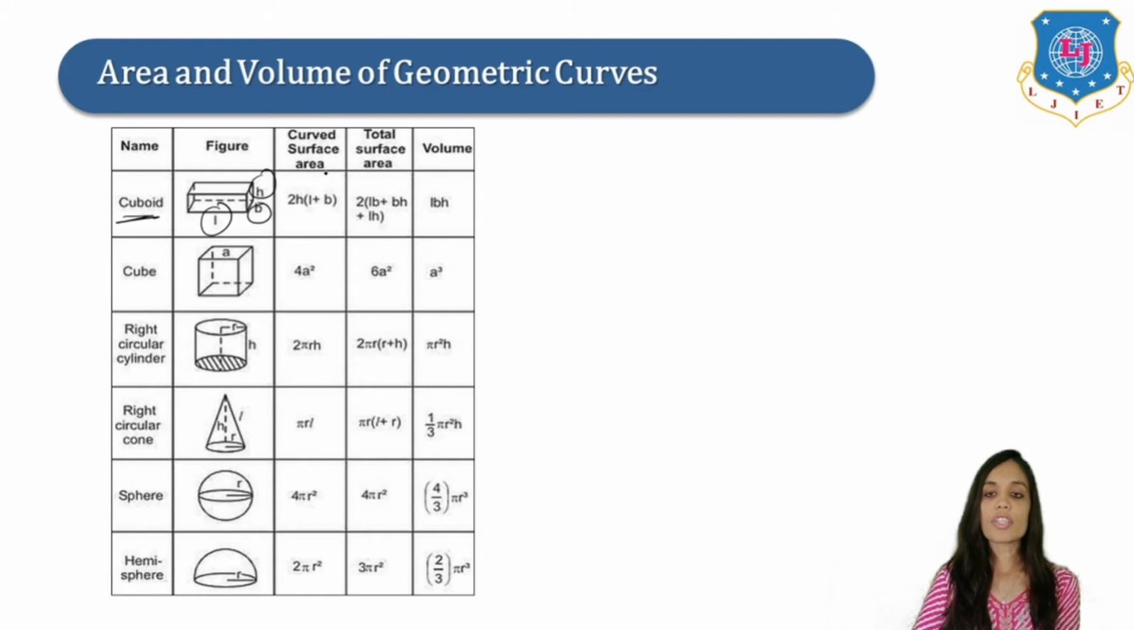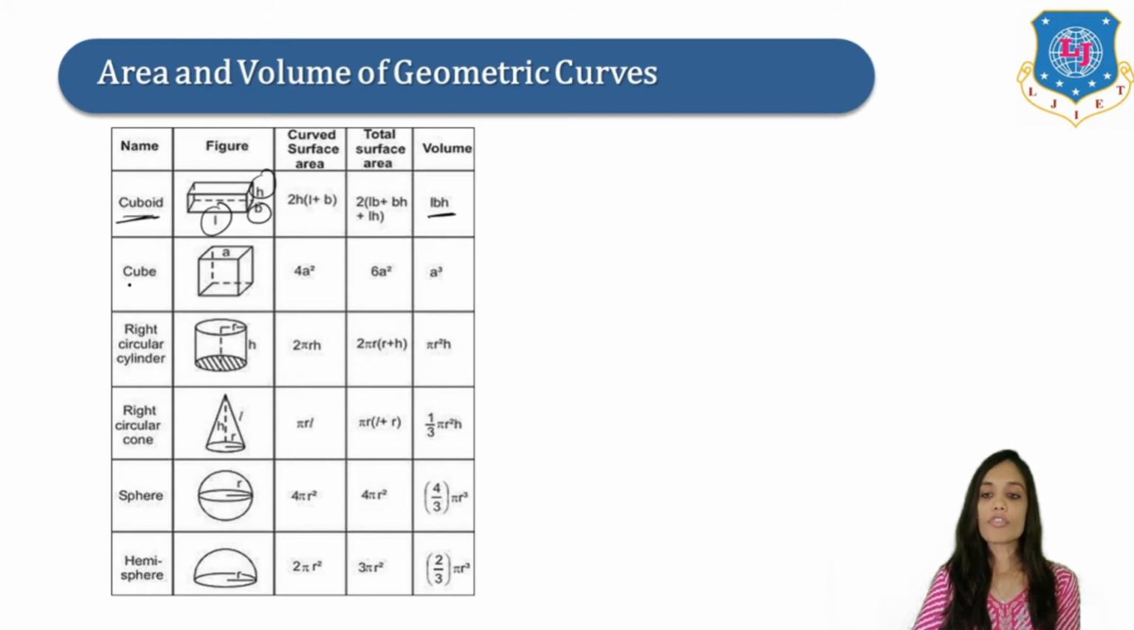So the curved surface area formula is 2h into L plus B. The total surface area formula is 2 into LB plus BH plus HL. And the volume of cuboid is given by LBH.